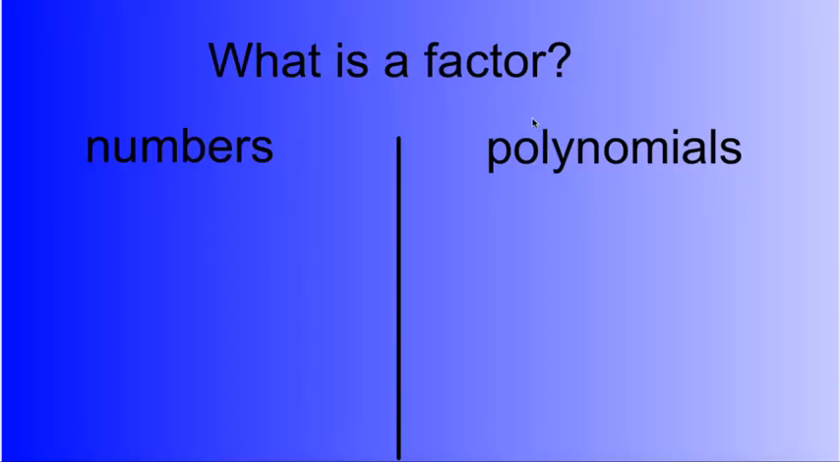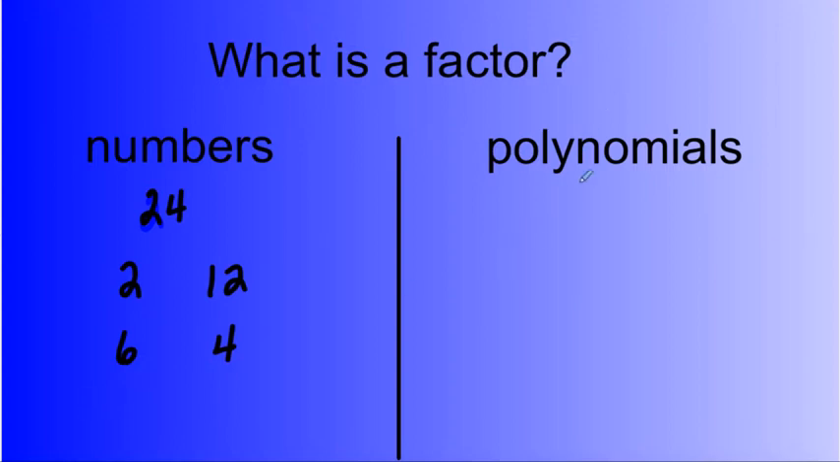So what is a factor? The factors of a number are numbers that multiply to give you that number. So for example, 24, okay? 24 has several factors, but 2 and 12 are factors of 24 because they multiply to give you 24. 6 and 4 are factors of 24 because they multiply to give you 24.